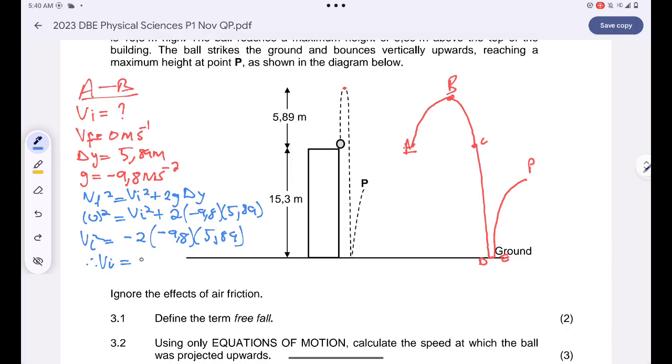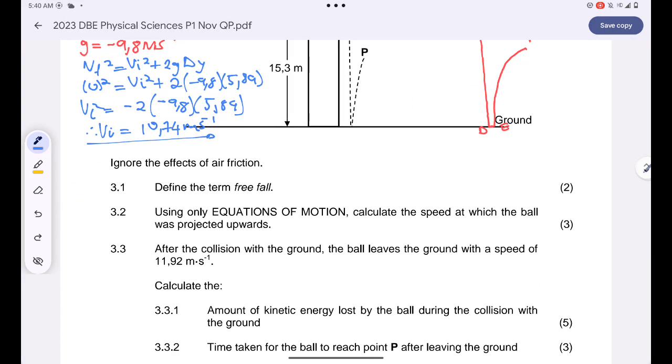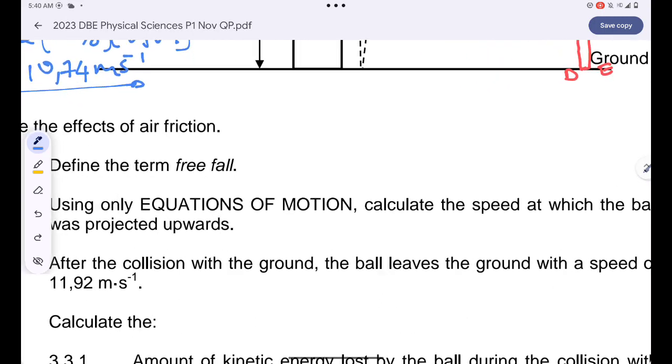I'll simply get 10.74 meters per second. They said they wanted the speed, right? And since they want the speed, I don't have to worry about my direction. Because speed is a scalar quantity, you can only give the magnitude. So speed is simply 10.74 meters per second.